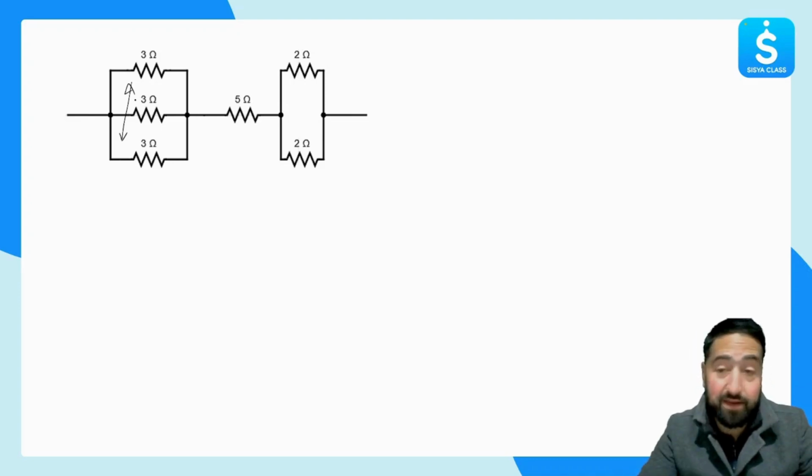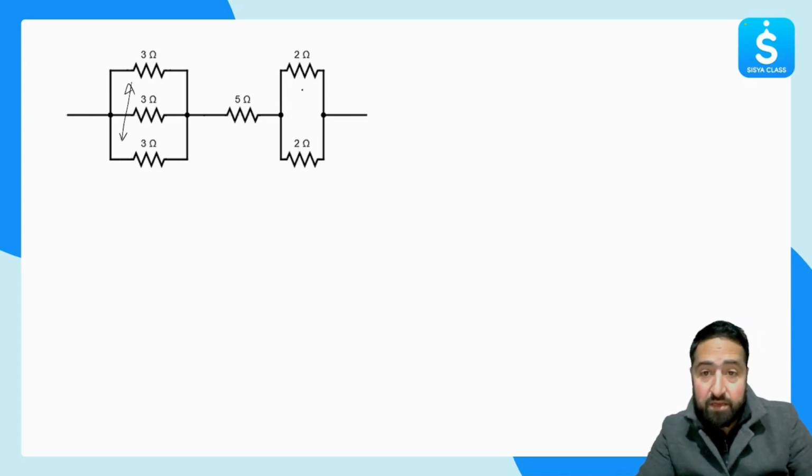Yes, sir, they are connected in parallel. Then these two 2 ohm resistances are also connected in parallel. So first of all, let us solve them. I'm solving this now.